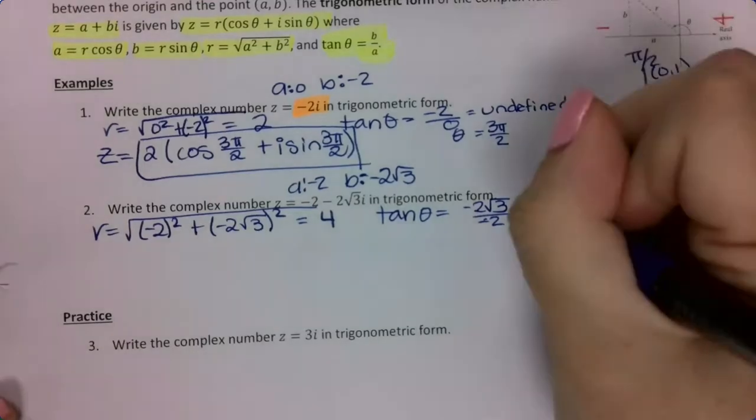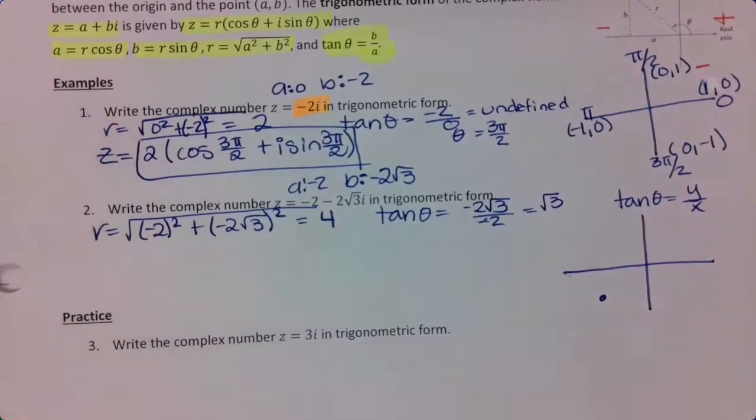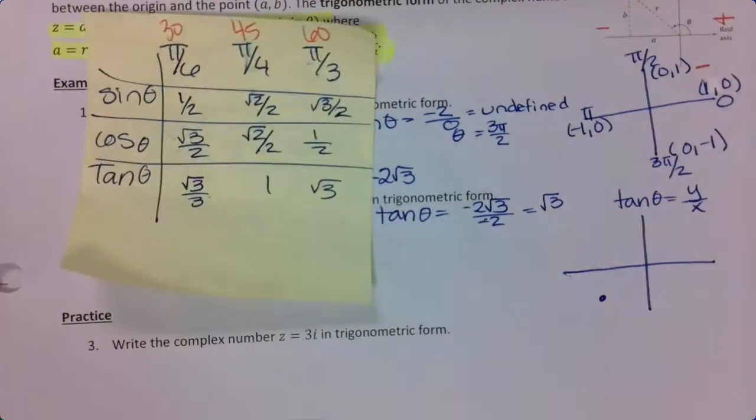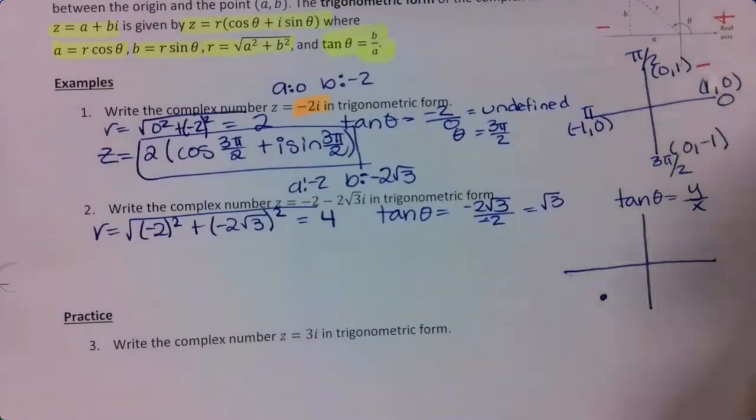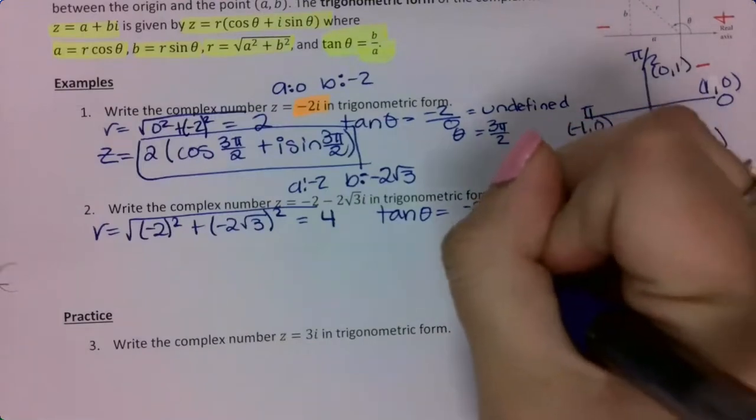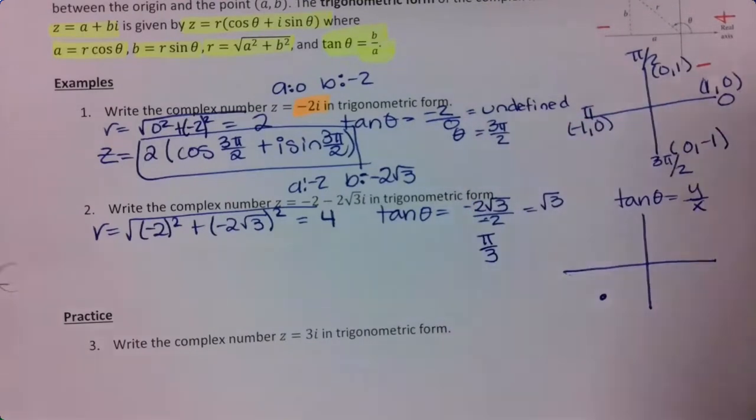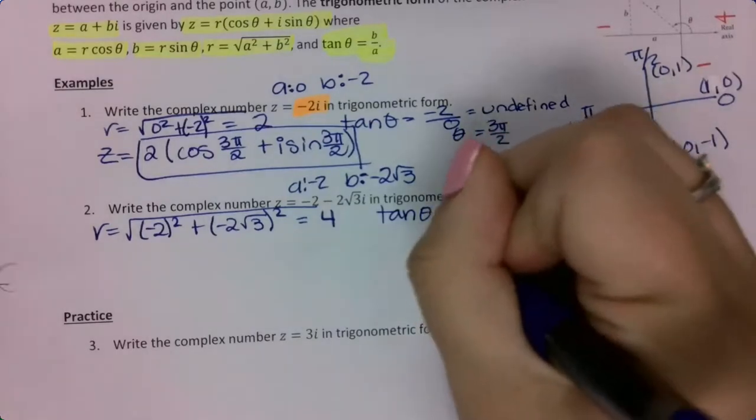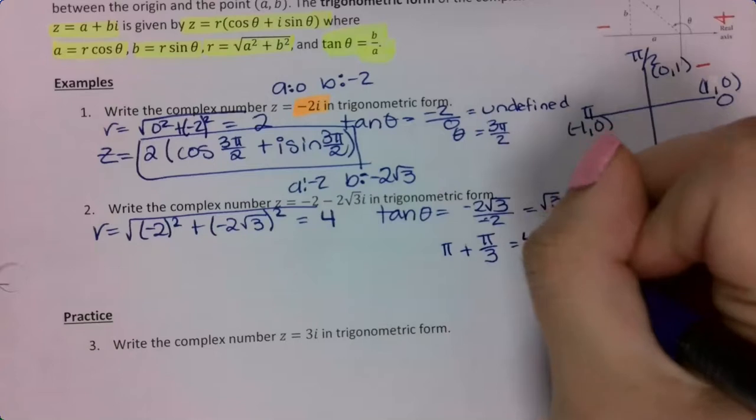Okay, so this simplifies to just square root of 3. Where does tangent equal square root of 3? Pi thirds. Okay, but this is in the fourth quadrant. So to get pi thirds in the fourth quadrant, I add 2 pi, which gives me 4 pi thirds.